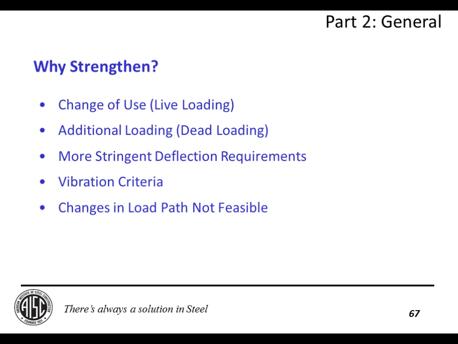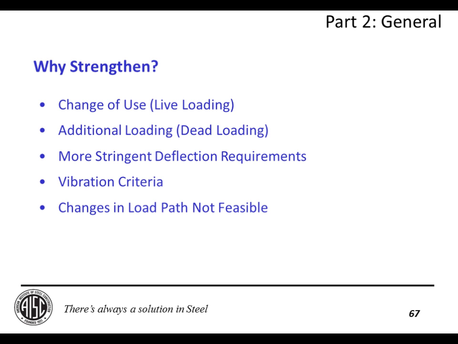So first of all, why strengthen? Generally, we do this when there's some sort of a change in use. Let's say you had to change an area to an assembly area, or perhaps you have a file load that is being added, so you have additional not only dead loading but much more stringent deflection criteria to try to keep the tracks of your file loading system from binding up. You might also have some vibration criteria that were not originally met.